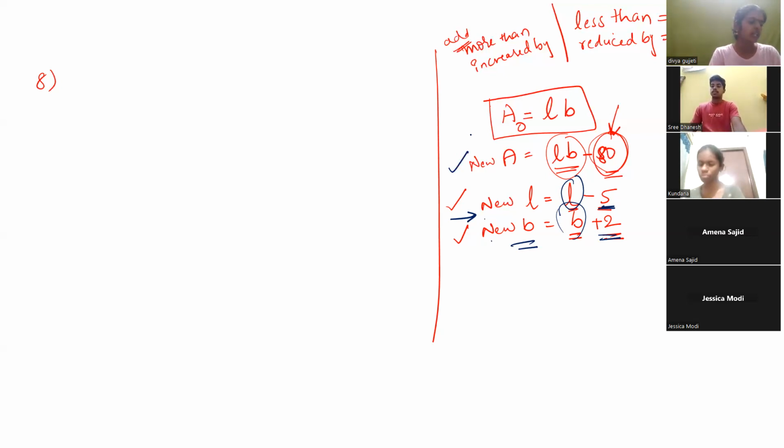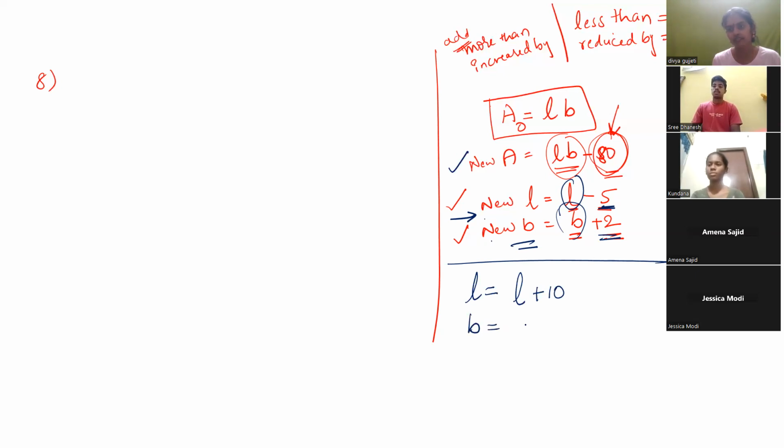If we increase the length by 10 units, the second case is the length is increased by 10. Increased means original length plus 10 units, so L plus 10, and decrease the breadth by 5. Now the new breadth is decreased by 5, which means original breadth minus 5. Are you able to understand what we are doing here? So new length, new breadth.